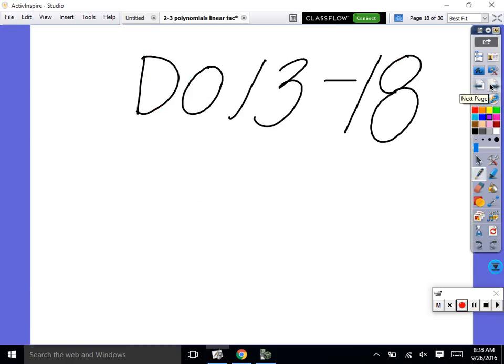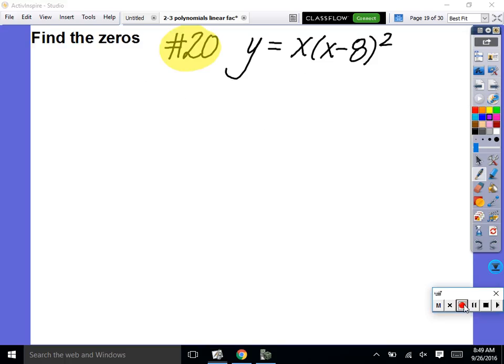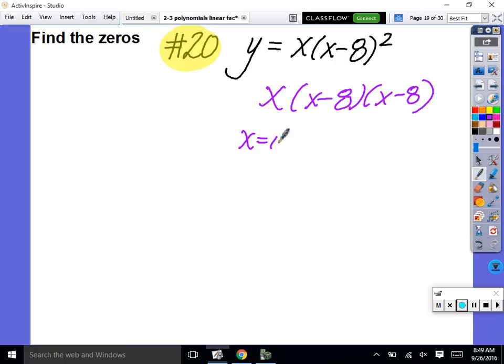Okay, do 13 through 18. Everybody, we're going to speed through this because we already know how to do it. It's just continuing it. It says find the zeros. So don't we say, okay, we find the zeros, that's solving it, right? Isn't this one already factored? So we have x minus 8 times x minus 8. Solve for x. We get x equals 8 with a multiplicity of 2. Okay, write it.